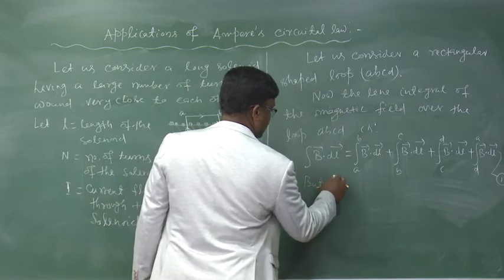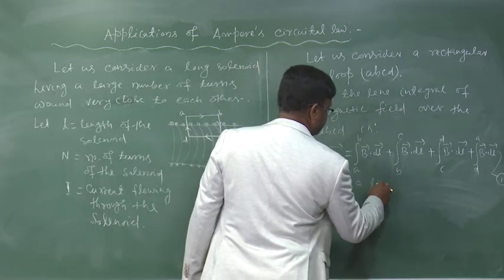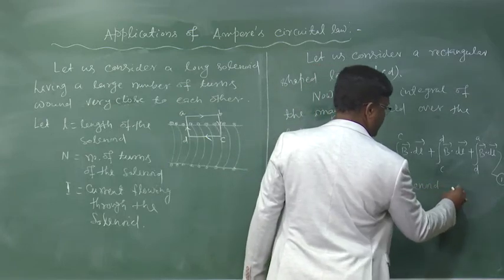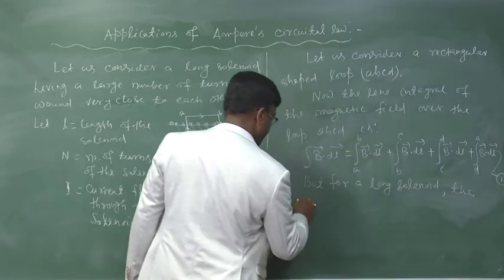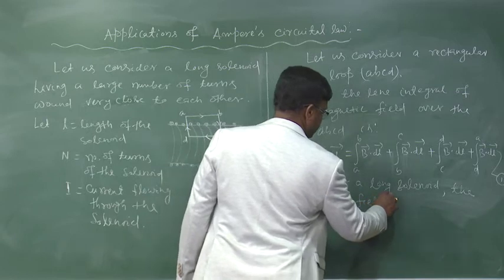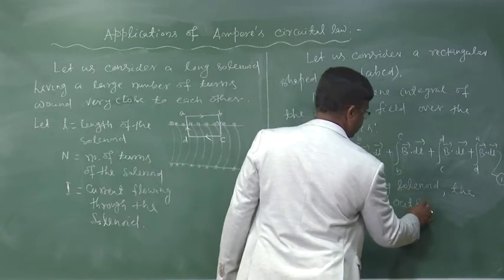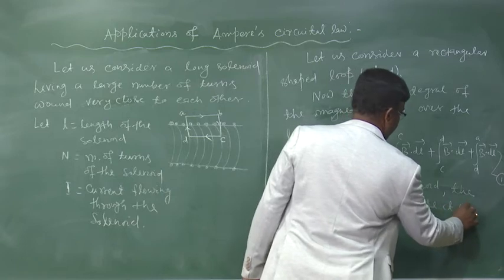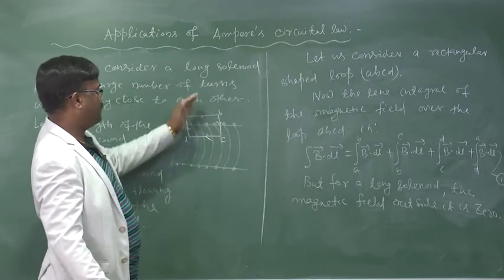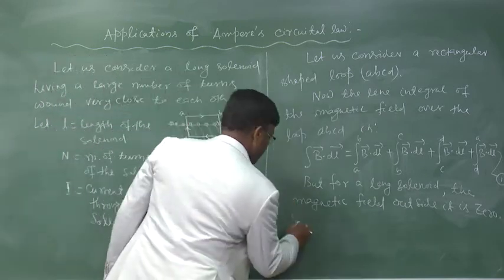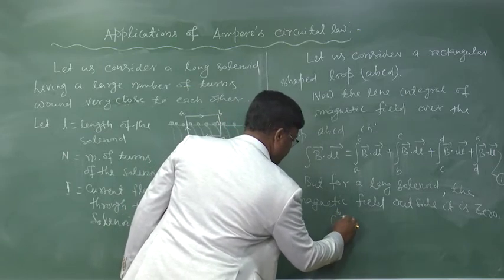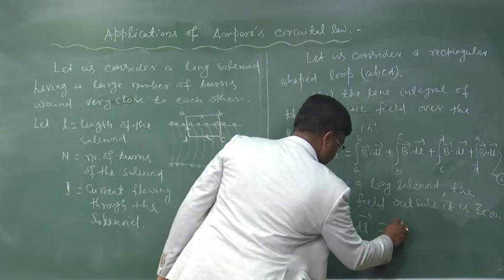But for a long solenoid, the magnetic field outside it is 0. That means there is no field outside the solenoid. So, integration from A to B, B vector dot dl vector, equals 0.